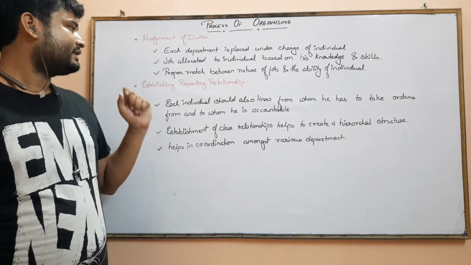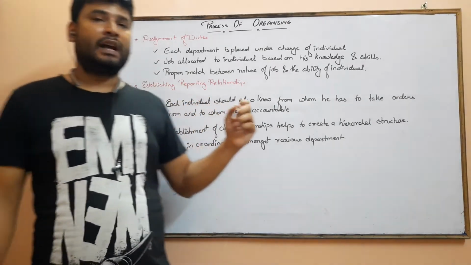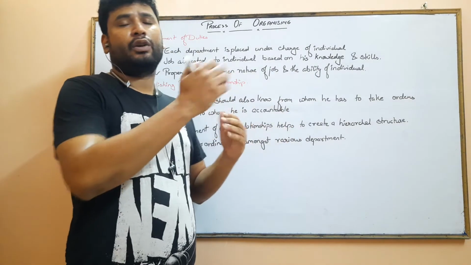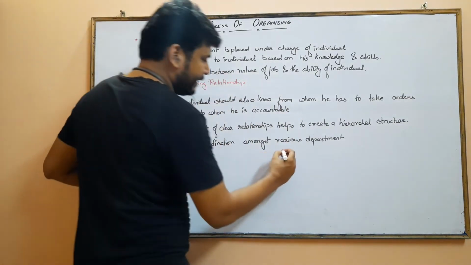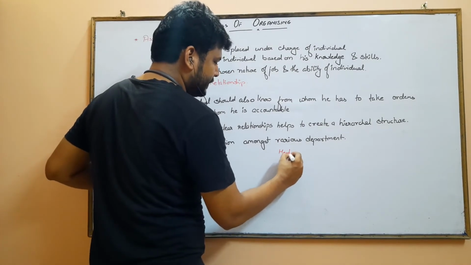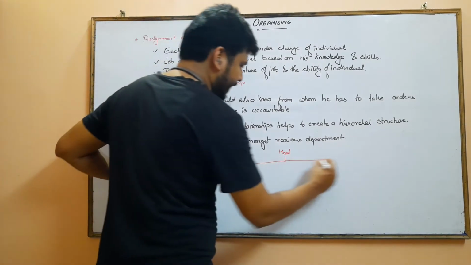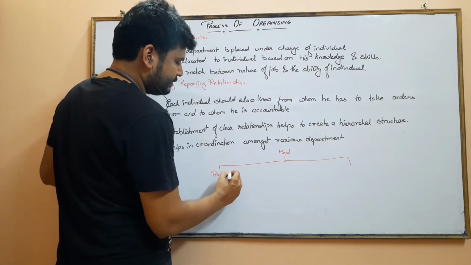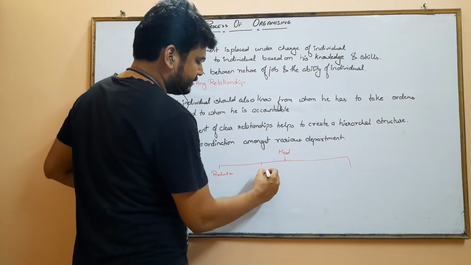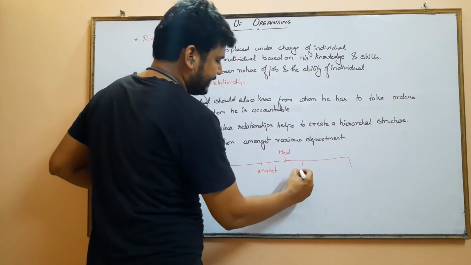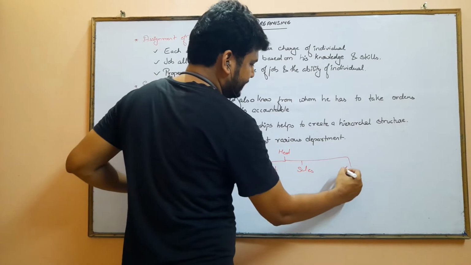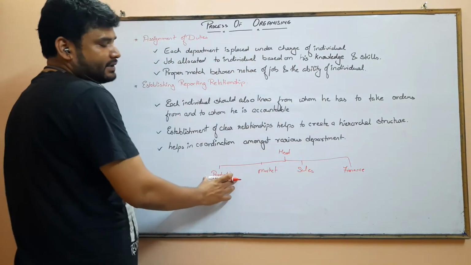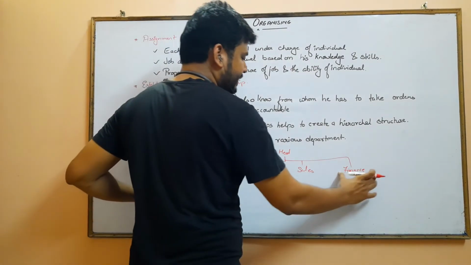Coming to the fourth, that is establishing reporting relationship. Whoever the employees are, to whom are they going to report? For example, there is a head of the department. Under this head, we have different departments, that is production, marketing, sales, finance, and every department has a certain head. So production has a head, marketing has a head, sales has a head, finance has a head.